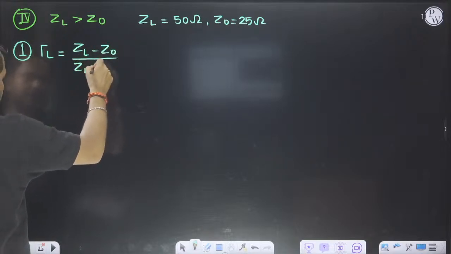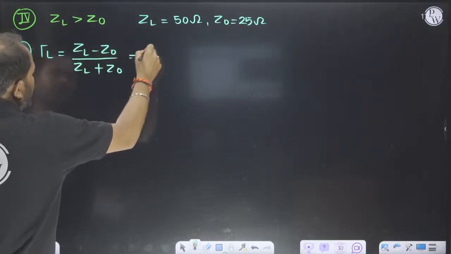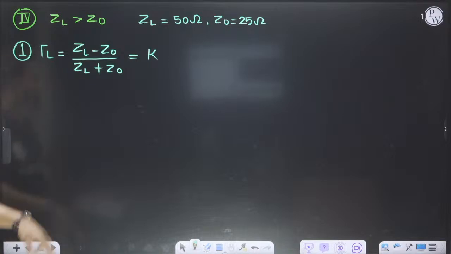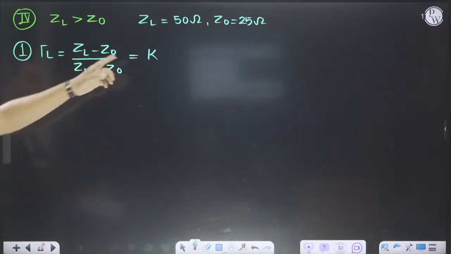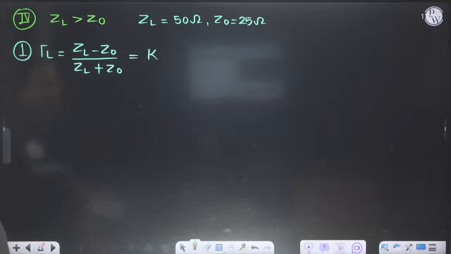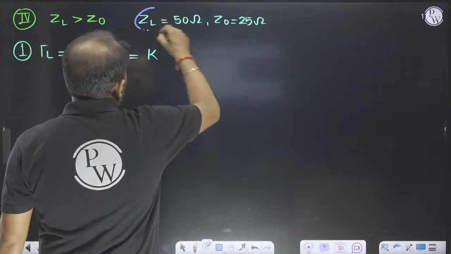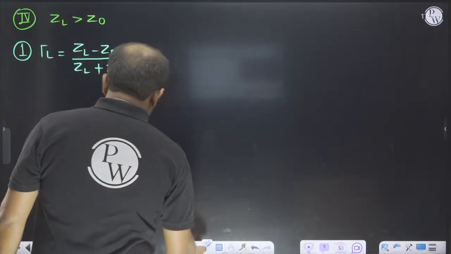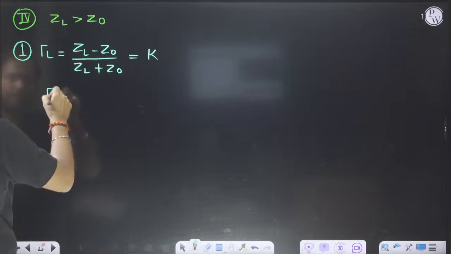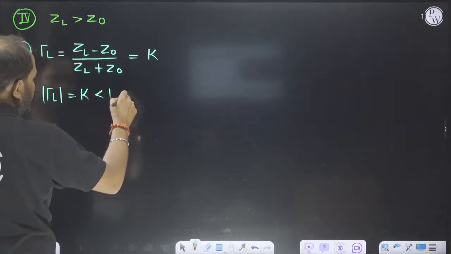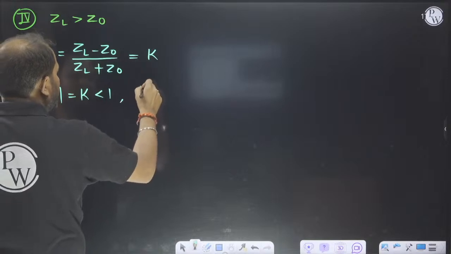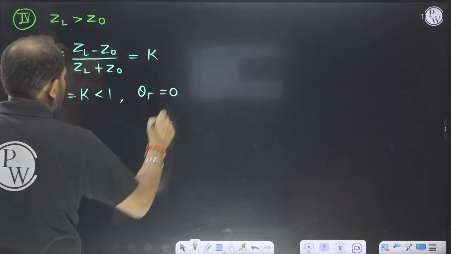So ZL minus Z0 over ZL plus Z0 is 50 minus 25 over 50 plus 25. It will be 1 by 3, which is a positive value. So the magnitude of gamma L is K, which is less than 1, and the value of theta gamma is 0.